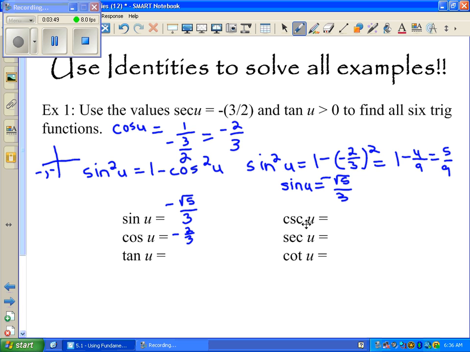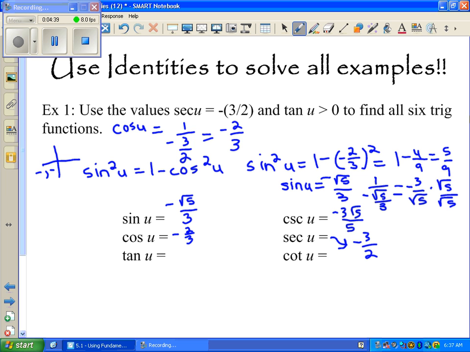Now I can find my cosecant by taking 1 over sine. That will give us 1 over negative square root of 5 over 3. So when I multiply top and bottom by the reciprocal of my fraction on the bottom, I get -3 over root 5. Got to get rid of that square root on the bottom. And that leaves me with -3 root 5 over 5 for my cosecant. And remember, I already have my secant. That is -3/2.